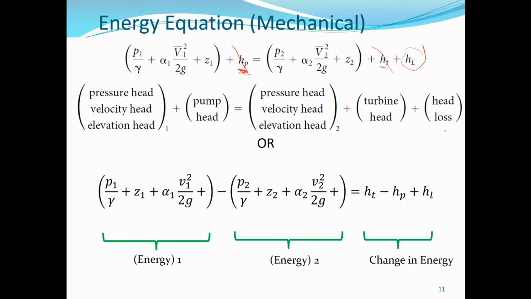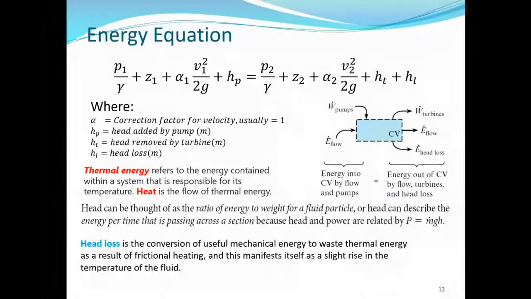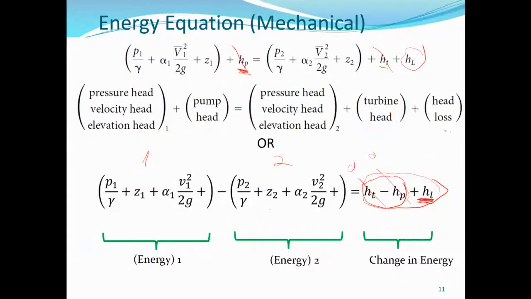Okay, so here when you bring this term, this is the energy at point 1 minus energy at point 2, which is the change in energy. So there is change in energy because of this. This is the turbine head minus the head provided by the pump plus the head loss in the system. If you don't have a pump or turbine, this will all be zero, but you always have head loss. So the change in energy between point 1 and point 2 is accounted for by the head loss. If you have a turbine, you include it. If you have a pump, you also include it. We'll take an example to demonstrate the application of this equation.